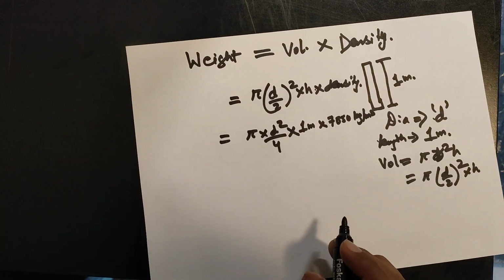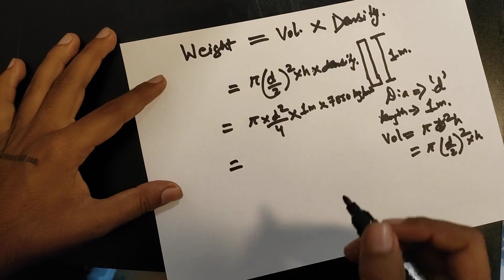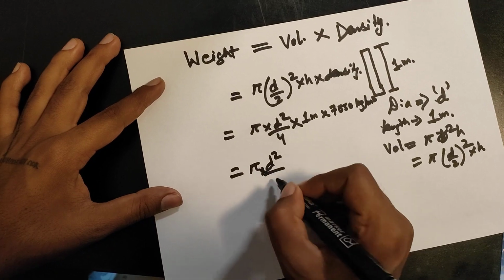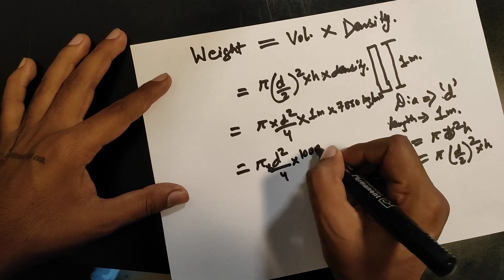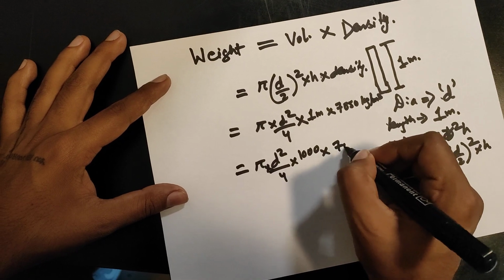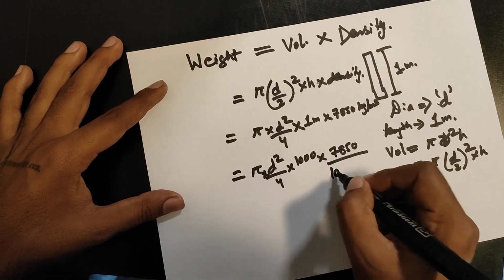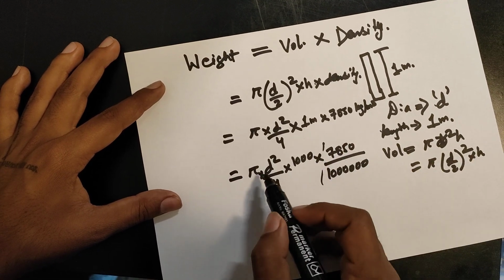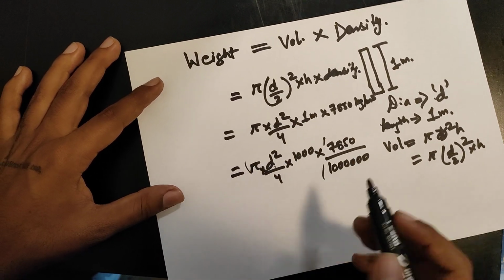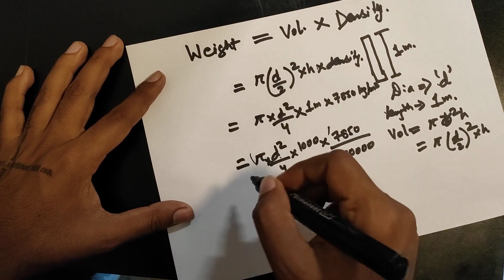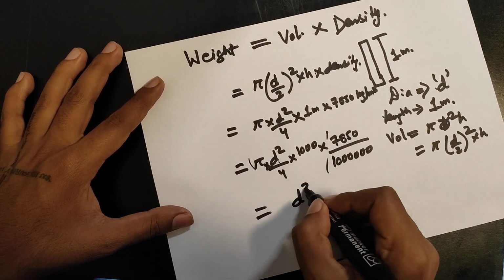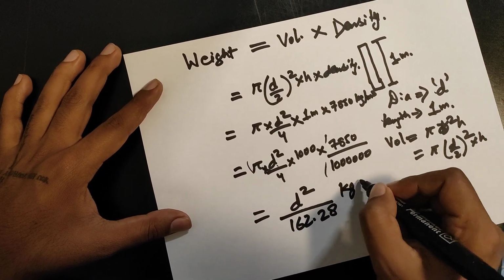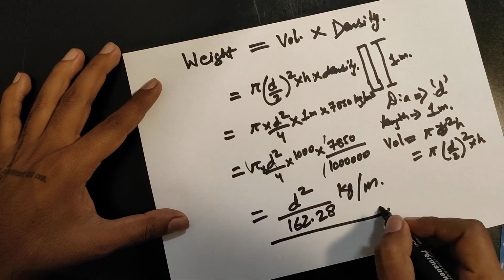But we want to find it in the unit of kg per meter. So we'll convert it: d square by 4 into mm, multiplied by 7850 divided by 1000000. We'll convert it into kg per meter, and we have converted it into mm. So when you do this calculation, our final answer would be d square divided by 162.28 kg per meter. It's so simple.